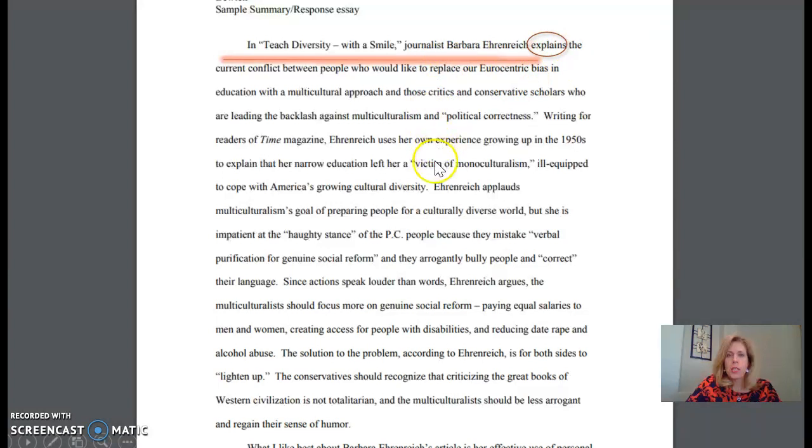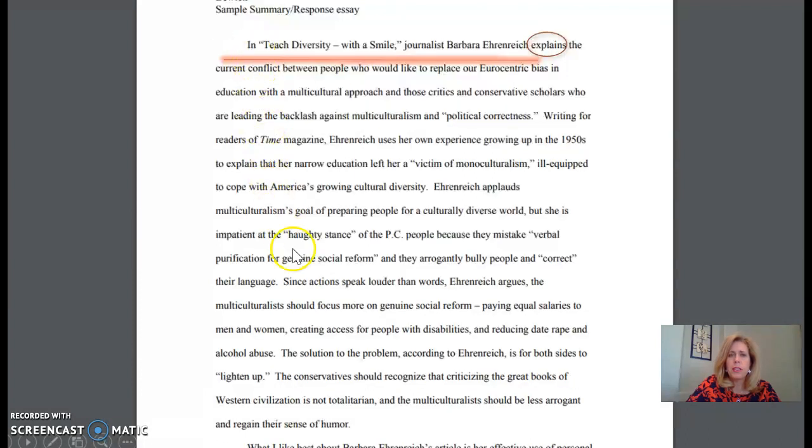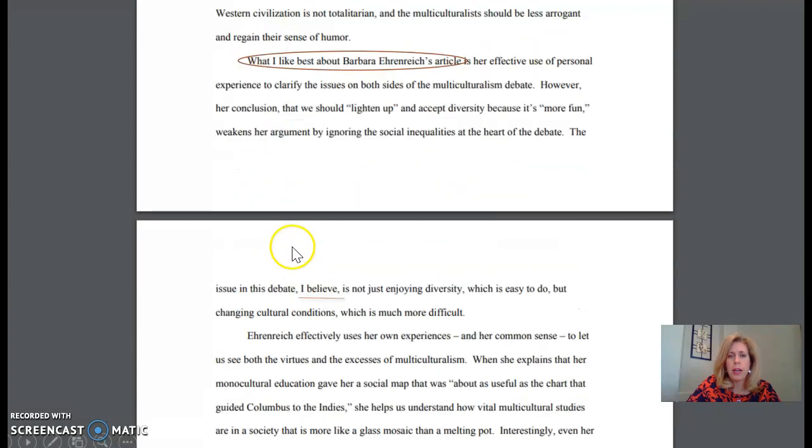So this part goes on to discuss everything that was in the article. This is the summary. You might have a couple of quotations of just key terms, but for the most part, this is all in your own words. And then you get down after your summary, and your summary is not very long, maybe a couple of paragraphs. But then you're going to start your review.